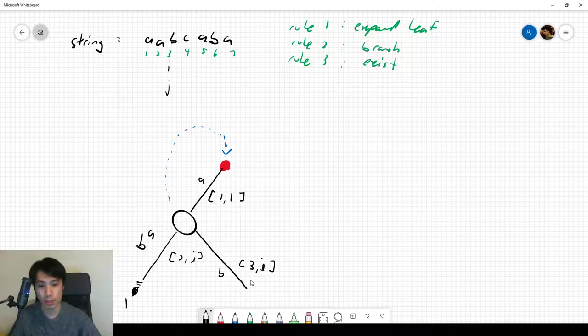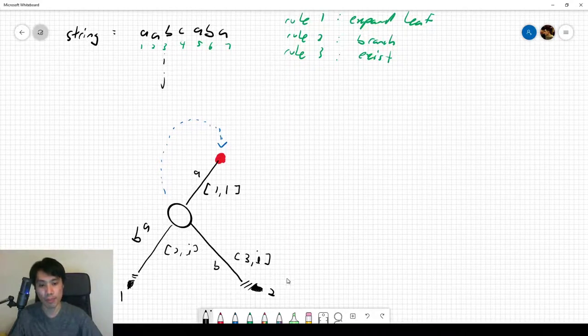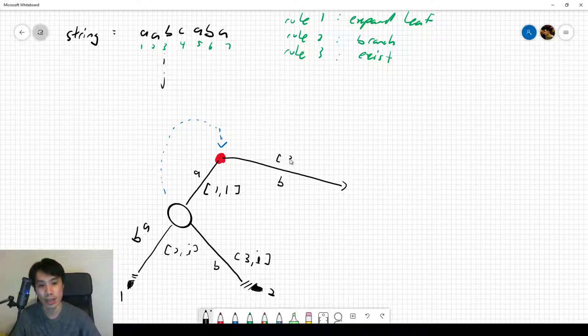By the way, my J was actually true earlier. So here where I made my leaf is going to be true. Okay, so I go back to my active node, which is here. I look for alphabet B. No alphabet B means it's rule number 2, and I will branch out with a B, and here it's going to be 3I.